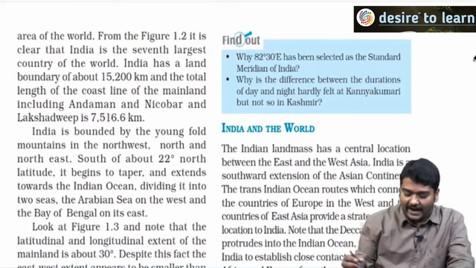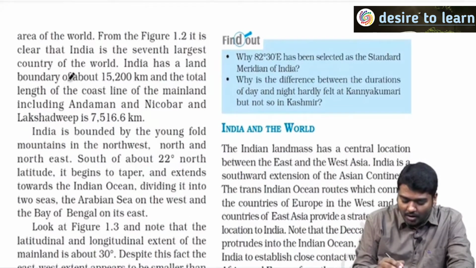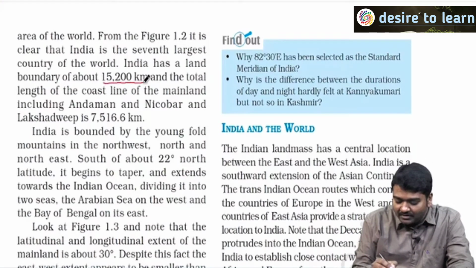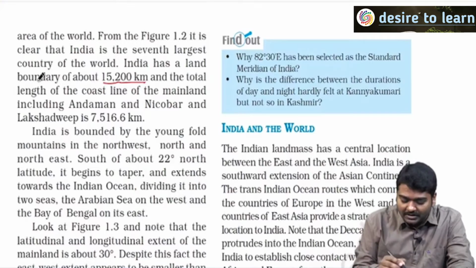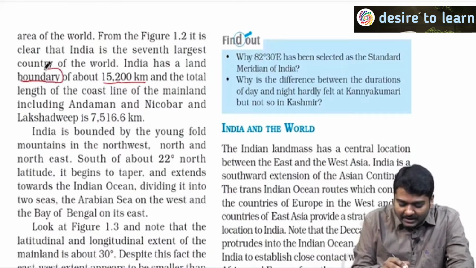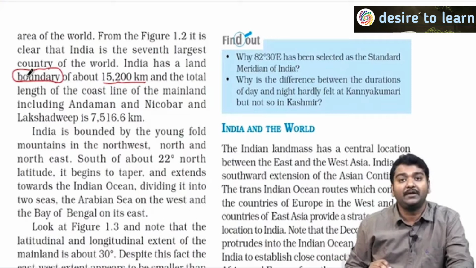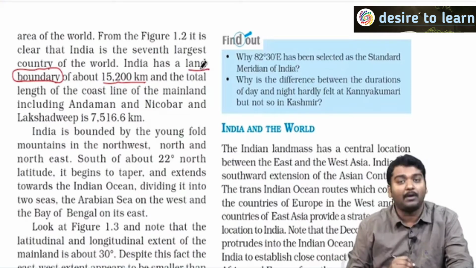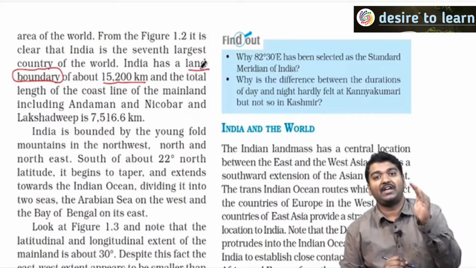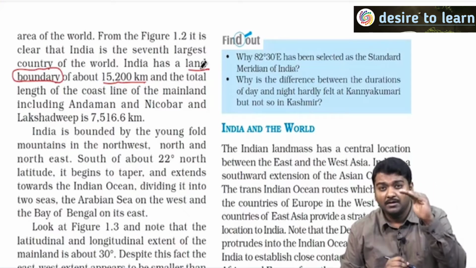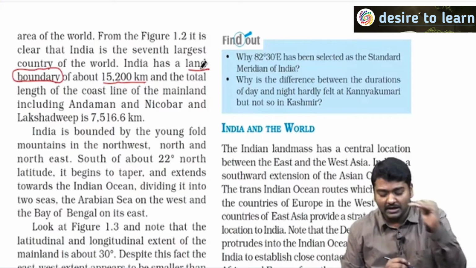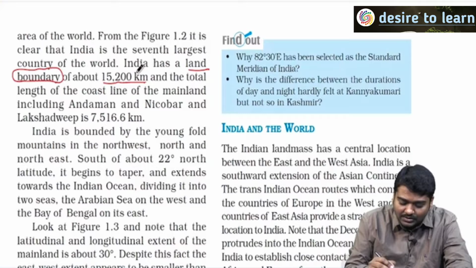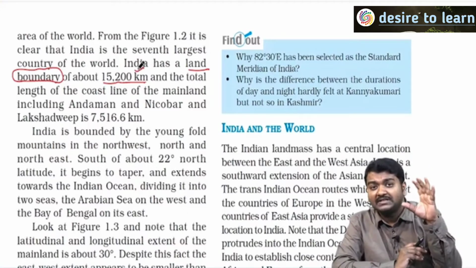And then this fact is very, very important when we talk about the 15,200 kilometer boundary line that India shares with neighboring countries. Here we are talking about land boundary. The meaning of that is what we have with Pakistan, China, Nepal, Bhutan. This is 15,200 kilometers.